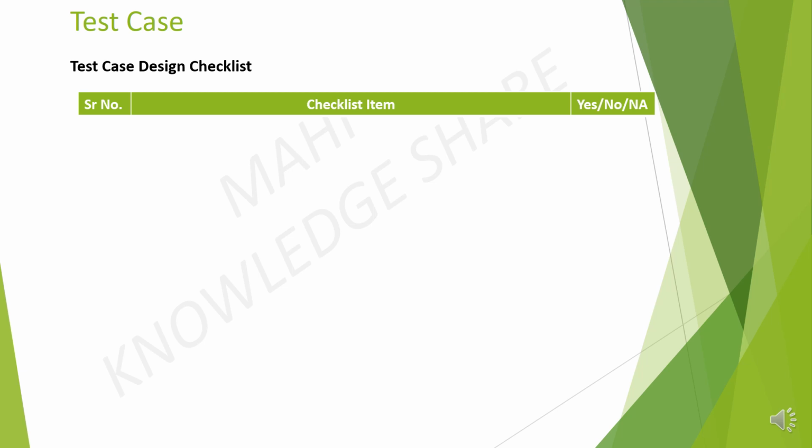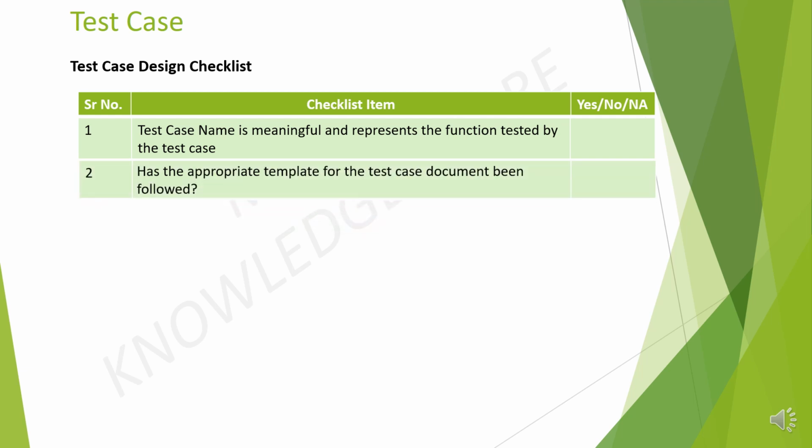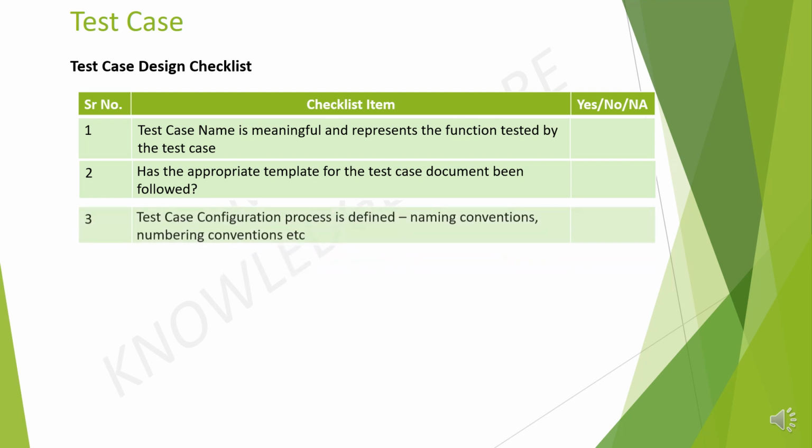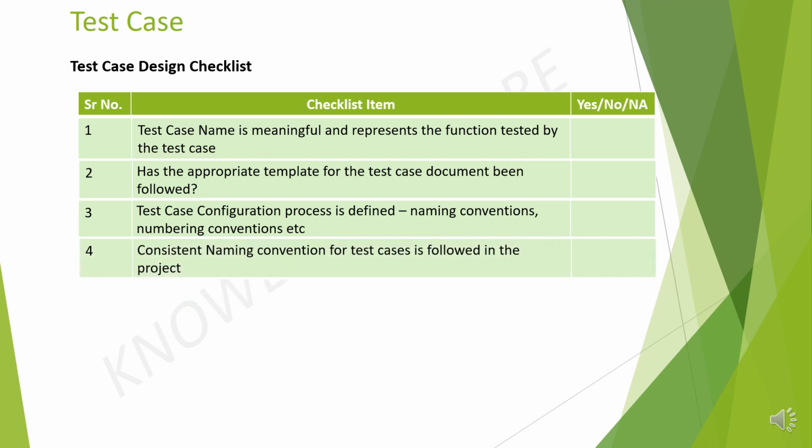Checklist item number 1. Test case name is meaningful and represents the function tested by the test case. Checklist item number 2. Has the appropriate template for the test case document been followed by the testing team. Checklist item number 3. Confirm that the test case configuration process is defined for the project, like naming convention, numbering convention, etc. Item number 4, consistent naming convention for test cases is followed in the project.